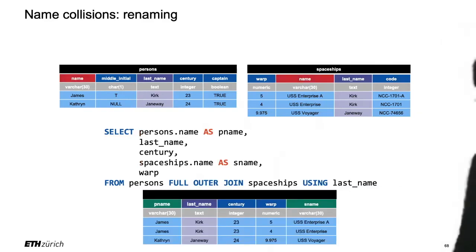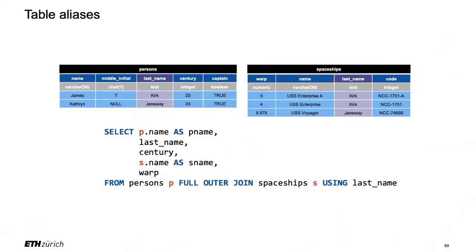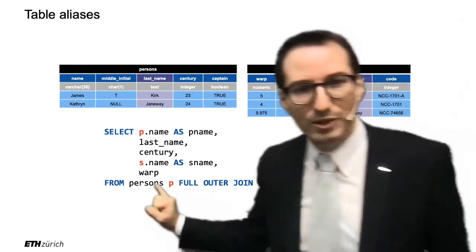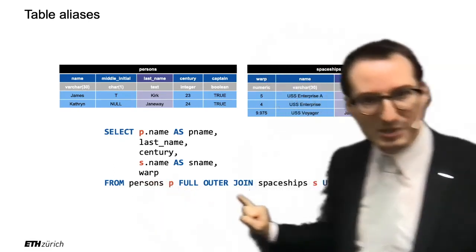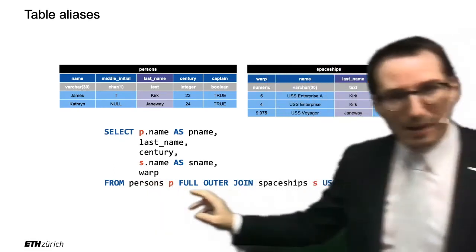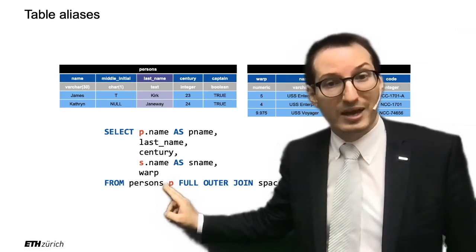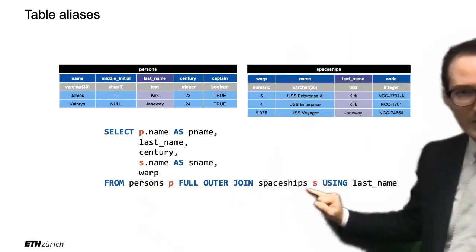Okay. I'm thinking, do I still have time? Yes, one last thing. You can also rename tables, right? Renaming columns is with as. You can also rename tables like this. To rename a table, I think you can also use as if you want, persons as P and spaceships as S, but it also allows you to not use as, to just say persons P and spaceships S.